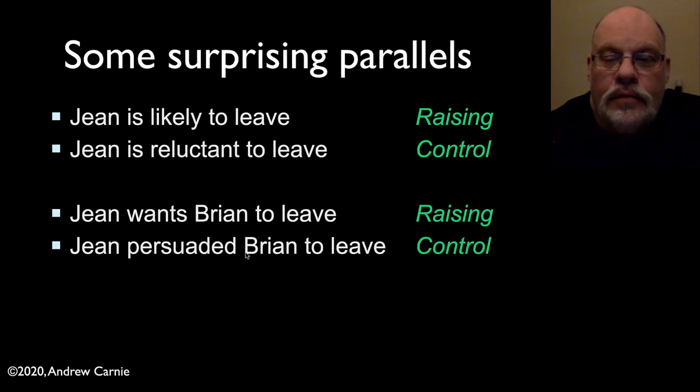Contrast that with the control sentence. Here again, Brian is doing the leaving, so Brian is the agent of leaving, but Jean persuaded Brian. Brian is being persuaded. So Brian is getting a theta role from persuade. What it looks like here, again, is a violation of the theta criterion. Brian is getting two theta roles. It's the agent of leave, and it's the theme of persuade. That should be impossible.